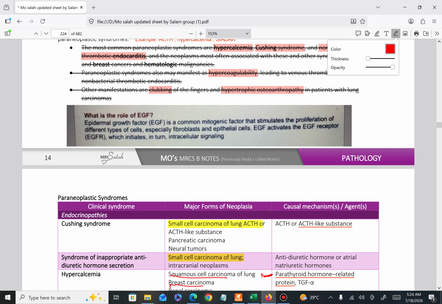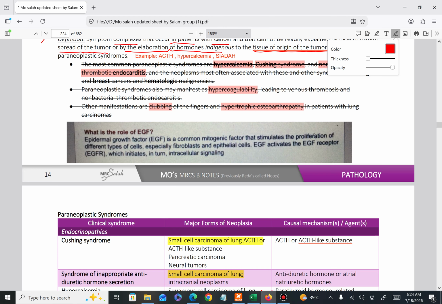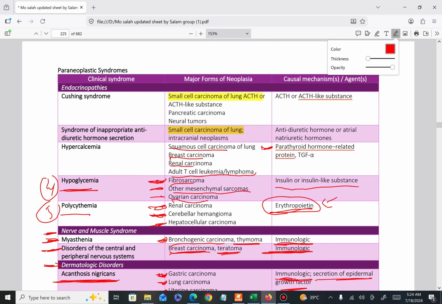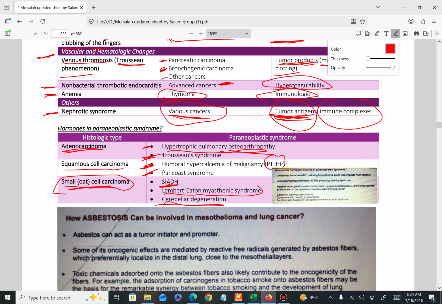So we covered the gangrene, the lung cancer, and mesothelioma. This is all about today's lecture. Thank you.